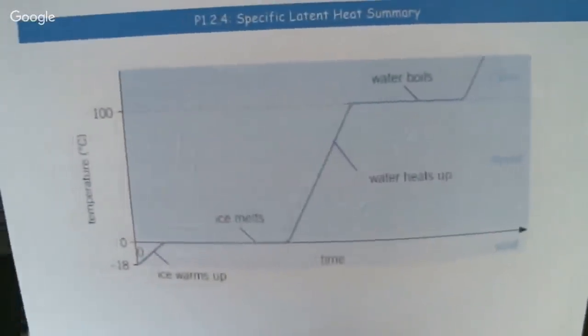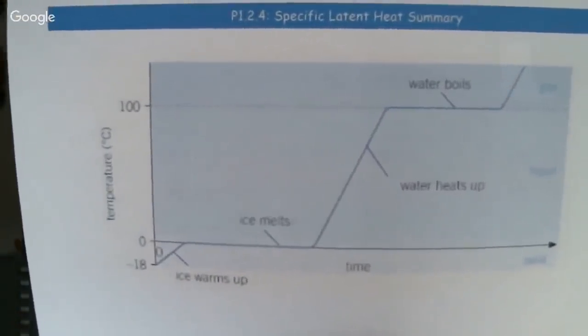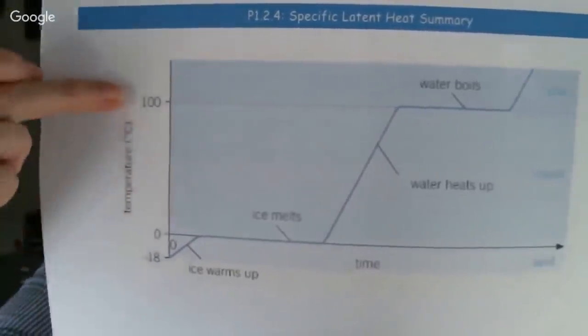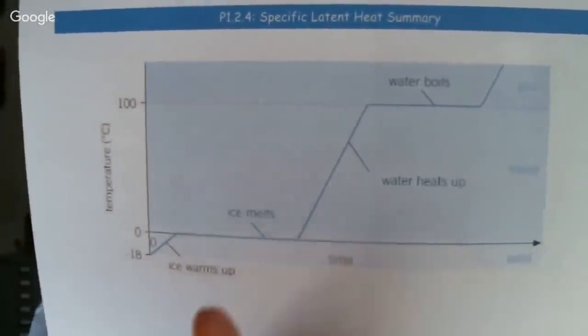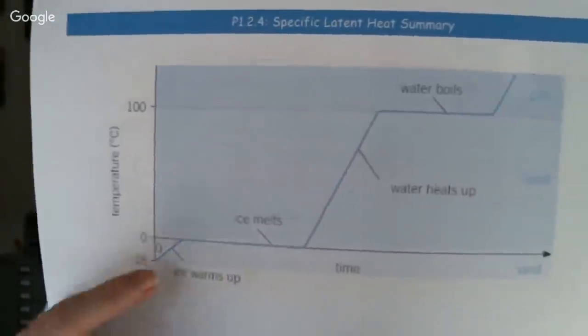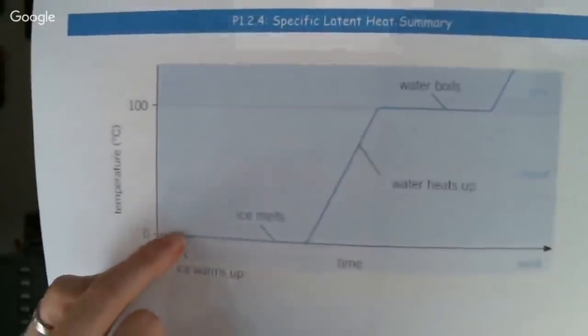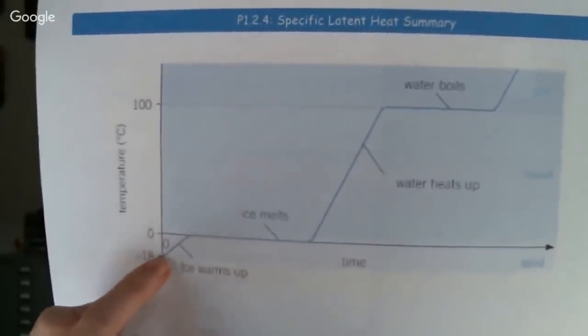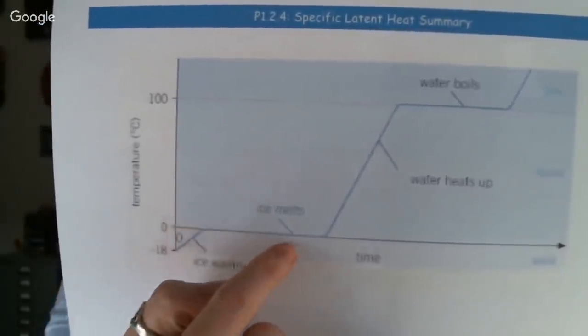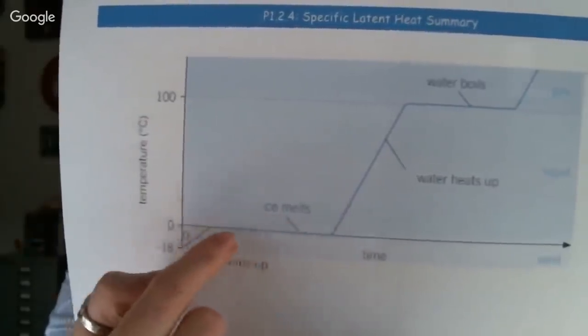You do need to know the names of those processes so that you can identify them first of all. They could also ask you to talk about this little graph here. This is showing us what's happening to the temperature when we're heating it up over time. At the beginning, we can see it starts off at -80, and we've got the ice warming up. So it's solid ice all the way until here, where we get that flat line, the plateau.